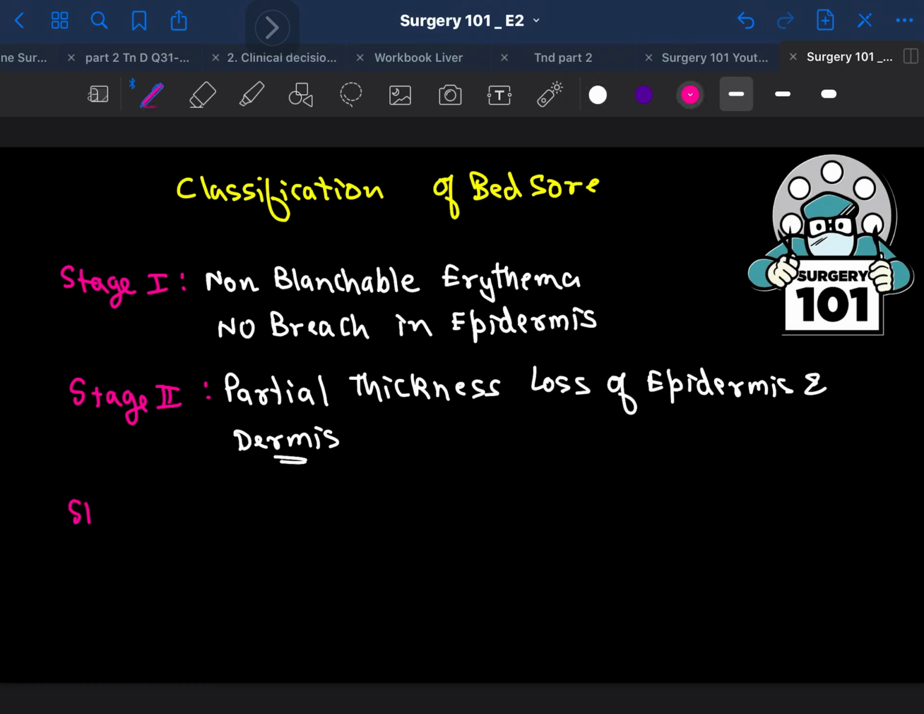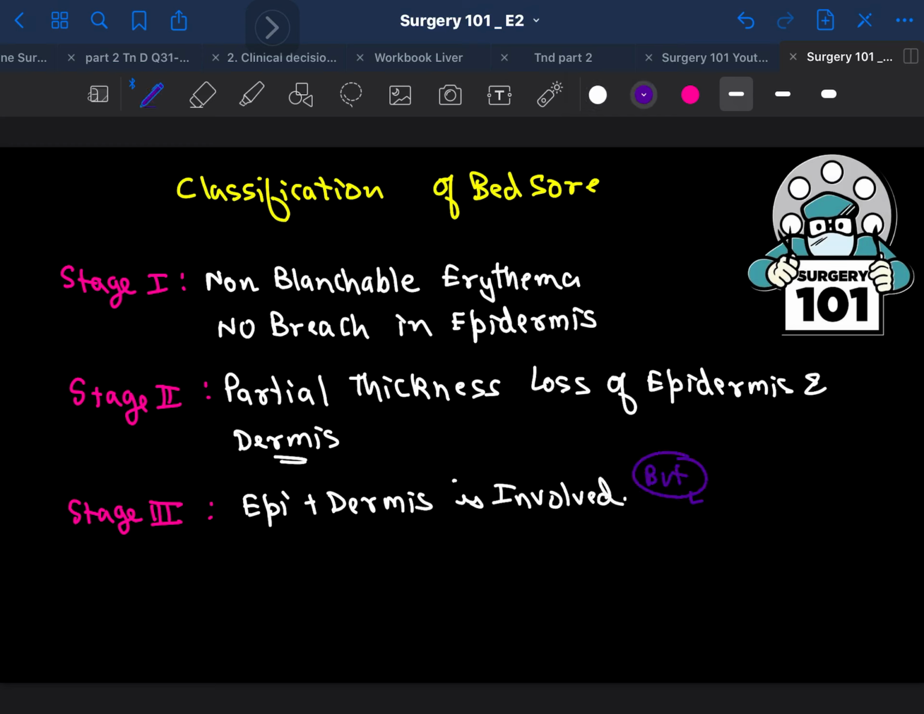Then you have stage 3. In stage 3, the epidermis plus the dermis is involved, but the fascia is not breached. Are you able to understand this point? Here the epidermis and the dermis are involved, but the fascia has not yet been breached.